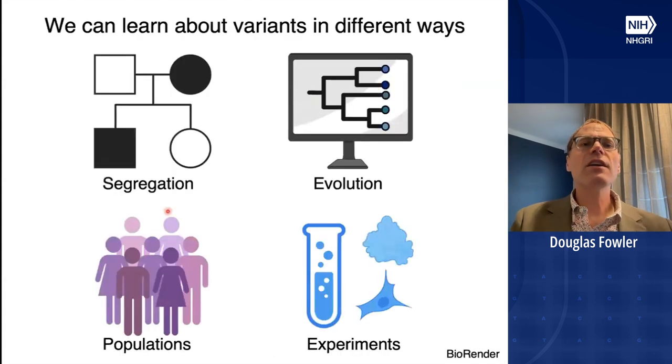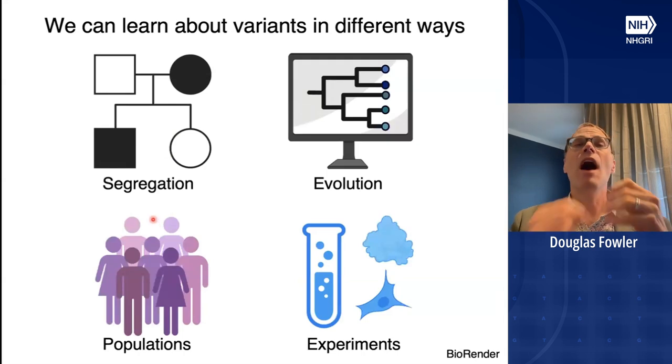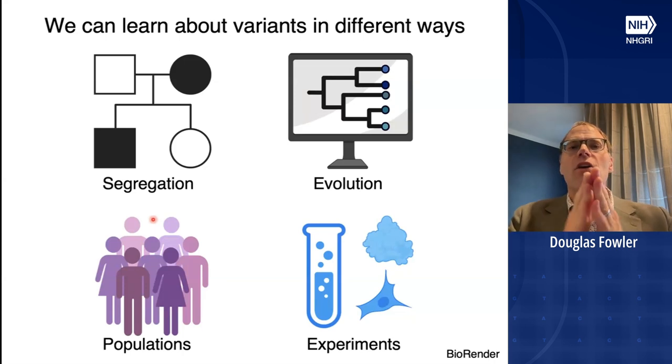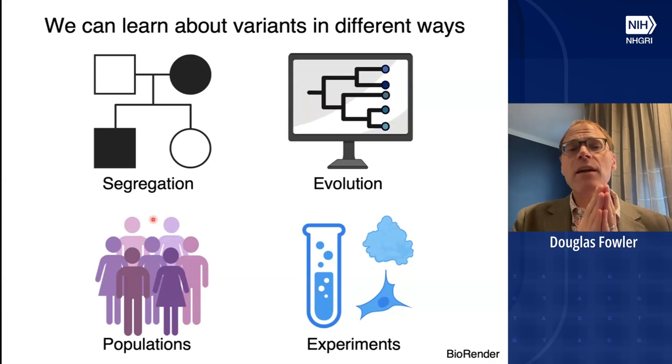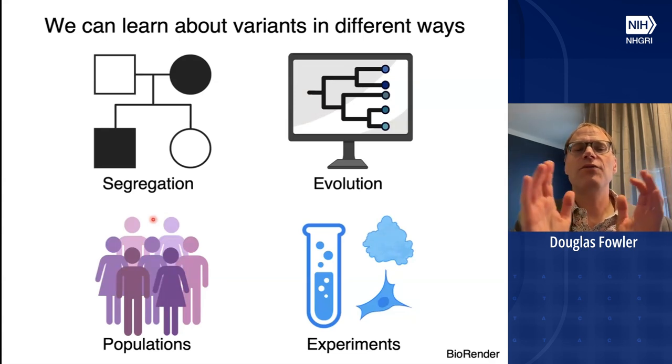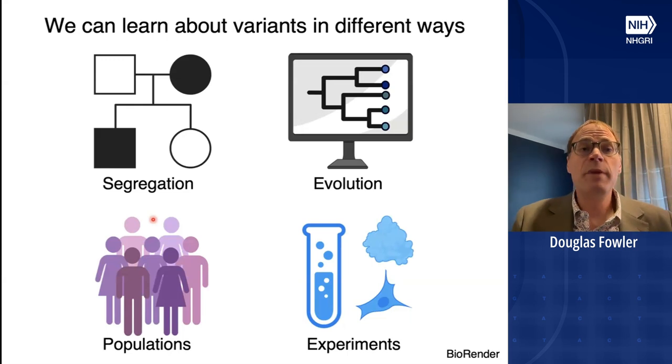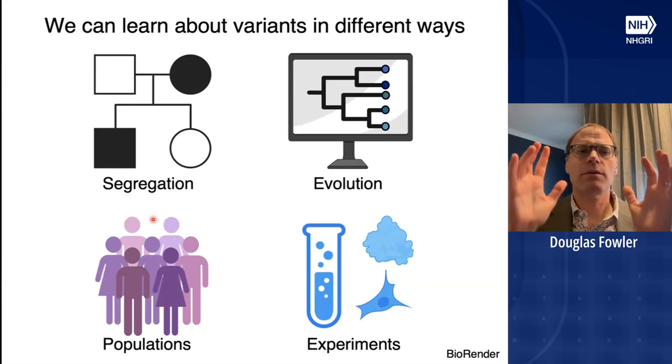Okay, so the third way we can learn about variants and what they do is by analyzing not different sequences of a particular region of the genome across evolution, so many species, but analyzing the sequences we find in a large population of humans or other organisms, but we're talking about humans here.